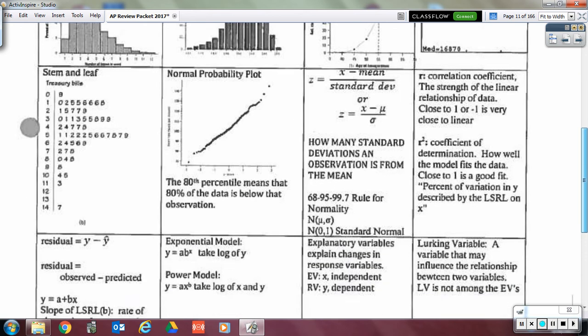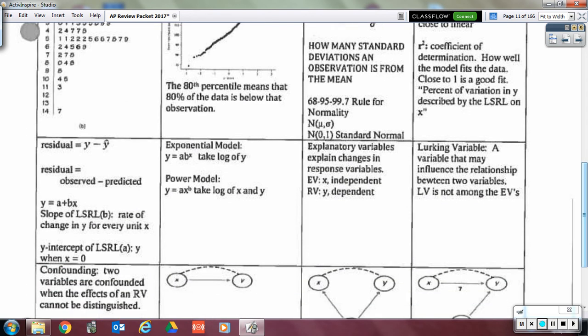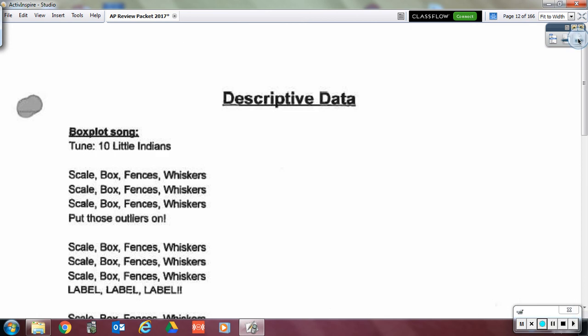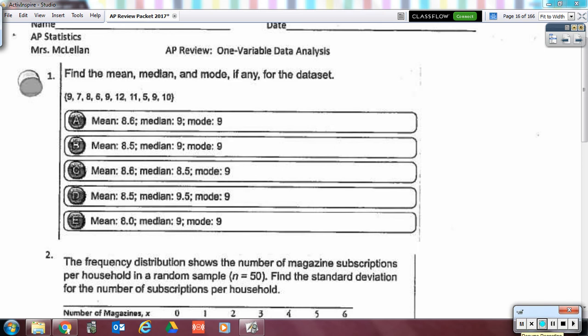So that's just another reference for you. And so now we're going to go to the songs, because there's some information in here that I do want to continue to give you. So we'll do that. I want to remind you of a couple of calculator steps to help you.